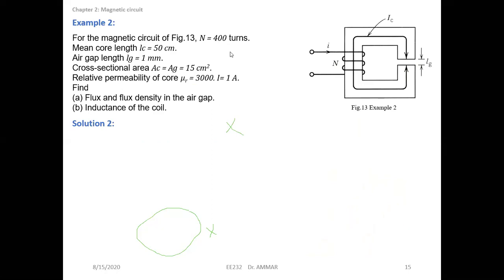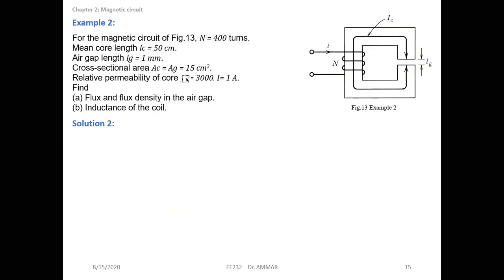Okay, so let's see this second example. For the magnetic circuit shown in Figure 13, the number of turns is 400. The mean core length is 50 centimeters, and the air gap length LG is 1 millimeter. So you can see that we also have a magnetic circuit with an air gap. When we have an air gap, we have different reluctances because we have different materials, as in the electric circuit when we have different resistances. The relative permeability of the core, mu r, is equal to 3000 and the current is 1 ampere.